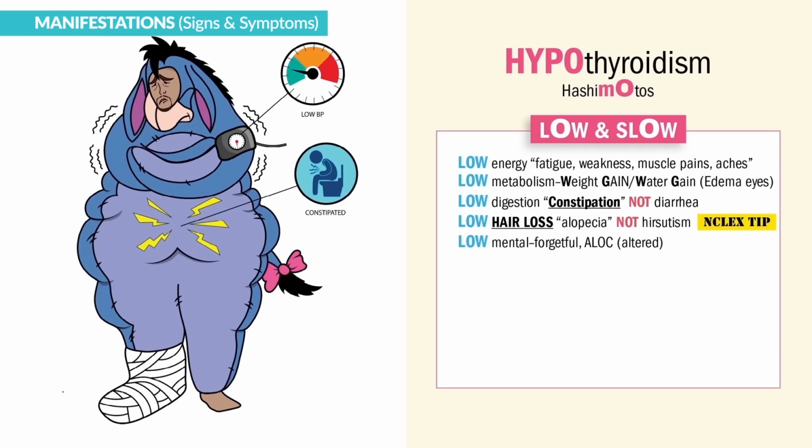Low libido with low sex drive or infertile. And also slow, dry skin turgor. Huge NCLEX tip here, guys. Not hot, not sweaty. Hypo, we have that dry skin. Now our last 2 NCLEX keywords for low and slow.